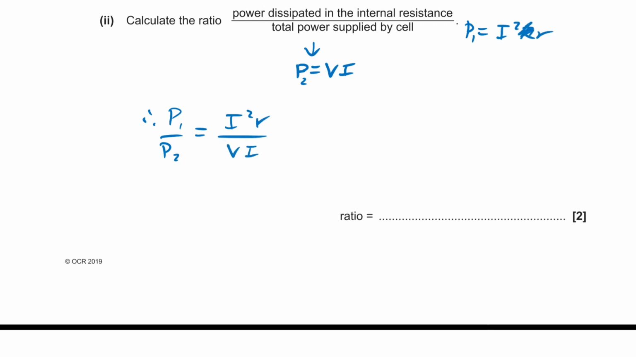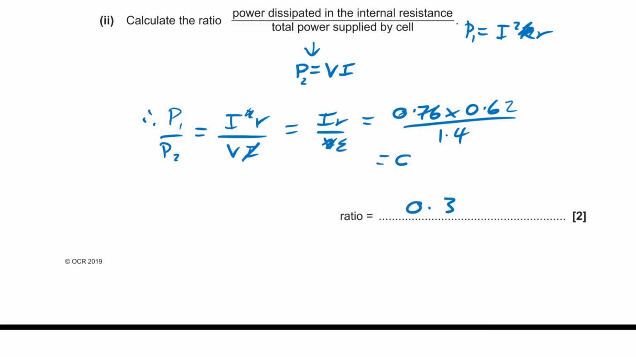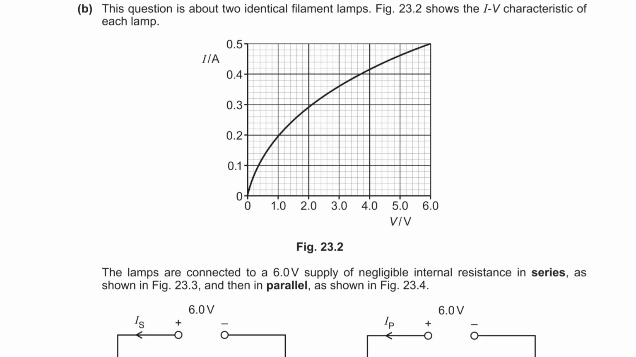And then divide that by VI. One of the I's cancels, so we end up with I little r divided by V. I should probably replace that with epsilon, to be honest, seeing that we're talking about the EMF. So I times r, so that's 0.76 times our internal resistance of 0.62 divided by the EMF of 1.4. And that gives us a ratio of 0.337 to 2 sig figs. We'll call that 0.34.